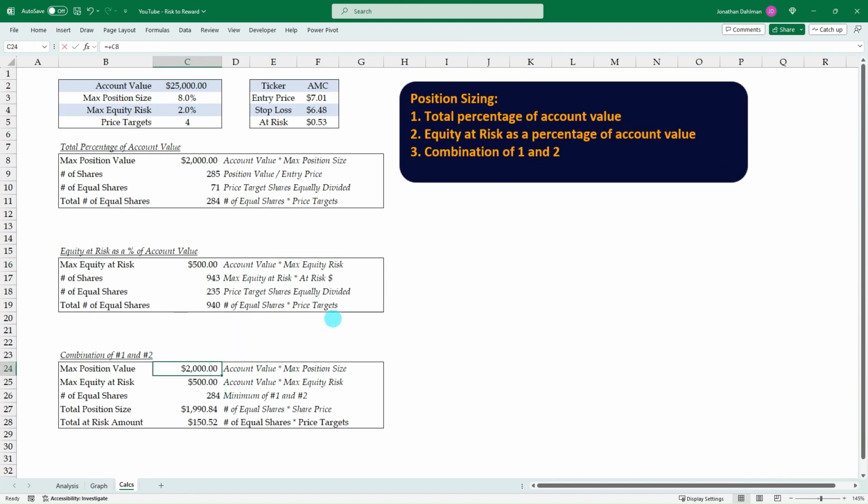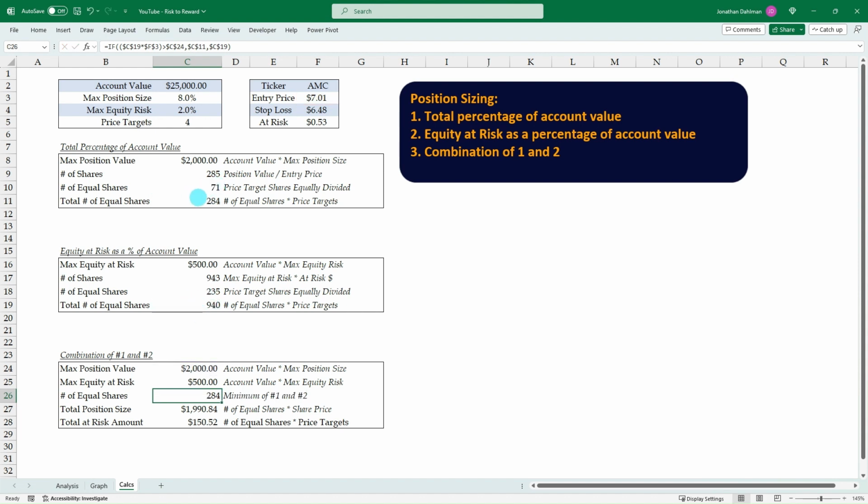And so I have referenced down here just our 2000 and our 500 above. So we've got to look at both a position size value and an equity at risk value, and then figure out what the share count is that is the minimum of those two. And so in order to combine that all together, we use an if statement. So what I have here referenced is if C19 times F3 is greater than C24, then we're going to choose the percent of account value, the 284 shares. Otherwise, we'll take the C19, so the equity at risk account value.